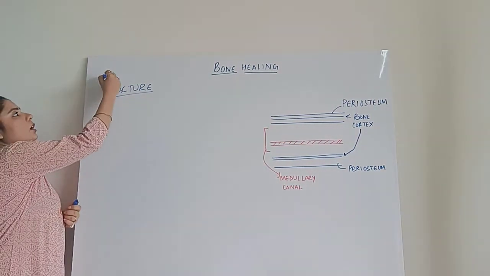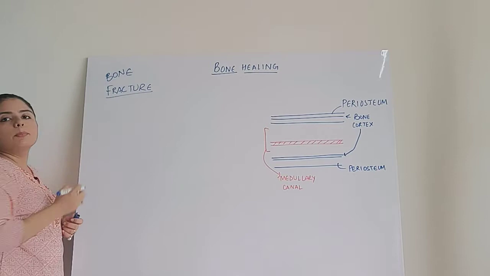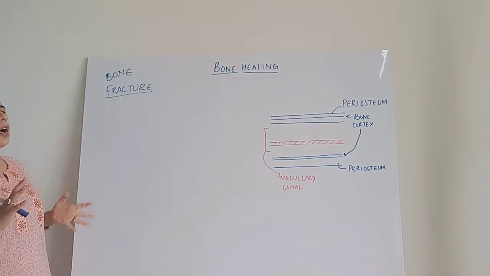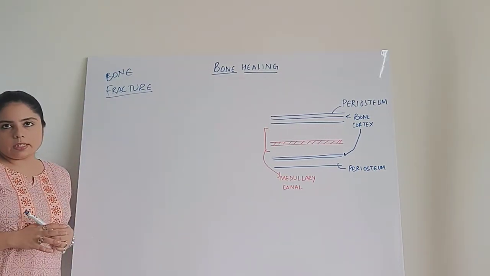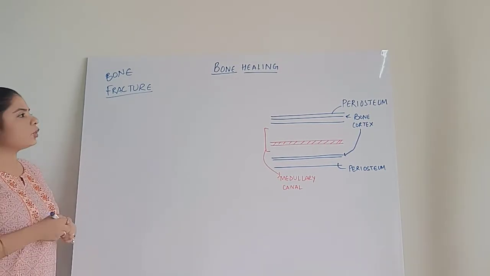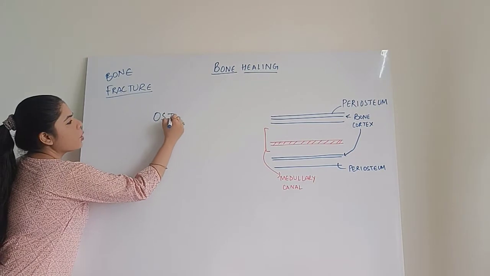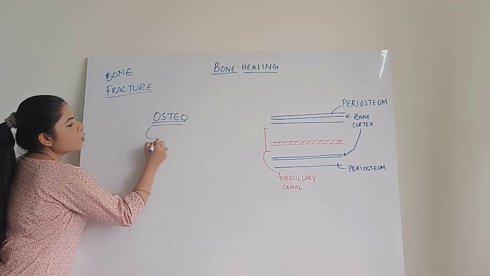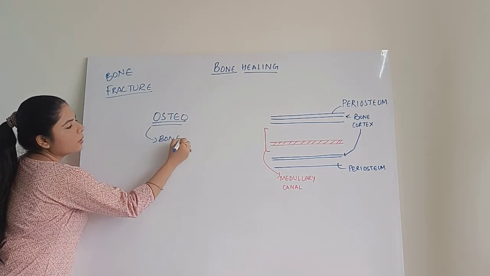Similarly, if the fracture occurs in bone, we will call it a bone fracture, right? Now there are two or three terms which I'll be discussing here, so that you will understand the topic in a better way. If I use the term osteo, what do you understand? Osteo means we are talking about the bone, right?